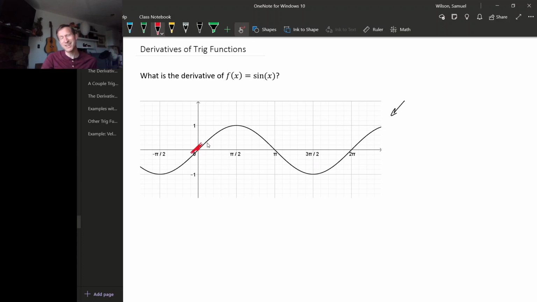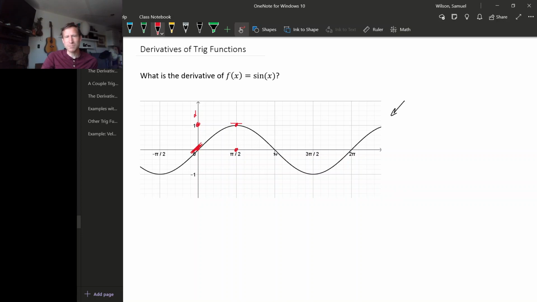So that slope is kind of medium and positive, I guess. It's hard to know exactly what the slope of this line is, but it's positive. So let's say it's, I don't know, 1. This is kind of a guess, right? We're really not sure exactly what the slope is. Now, by the time we get over to pi over 2, the tangent line here is definitely horizontal. So the slope is 0, and so the derivative is 0, right there.